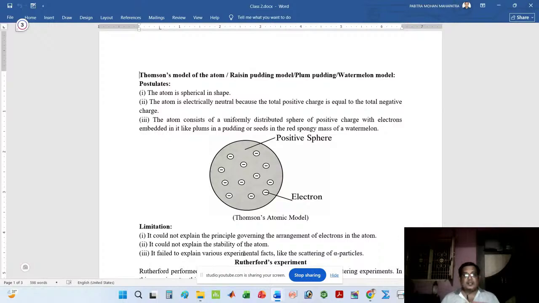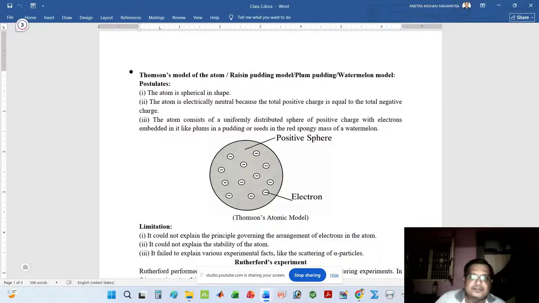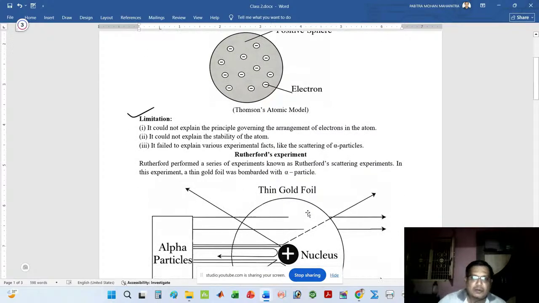Hello student. In the previous class I discussed Thomson's model of atom. It is also called by different names: the watermelon model, plum pudding model, or raisin pudding model. I already discussed the different postulates in the previous class, and this is the limitation of Thomson's atomic model. Next, I have also covered the Rutherford experiment.